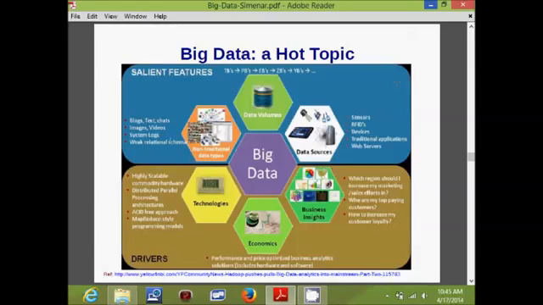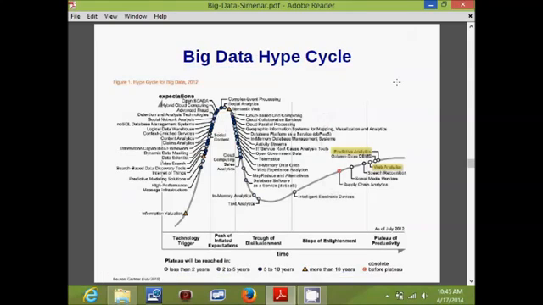Voila. Big data hype cycle. While I was looking for some new studies about big data and the status of big data, I ended up with this figure. I don't know if any of you have seen such figures before. Have you seen this figure? No? Anybody know what this is about? Just tell me.